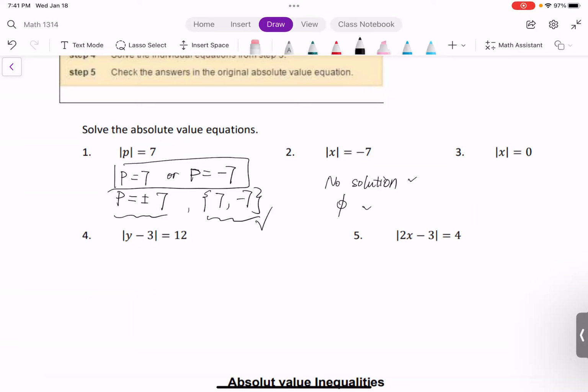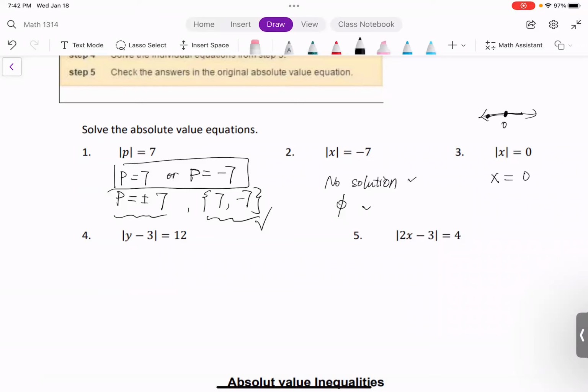Next example, absolute value of x equals 0. So the distance from x to 0 is 0. That means x is the point 0. So I don't need to move it here or move it here. The distance from the point to 0 is 0. x only has one solution, which is 0.